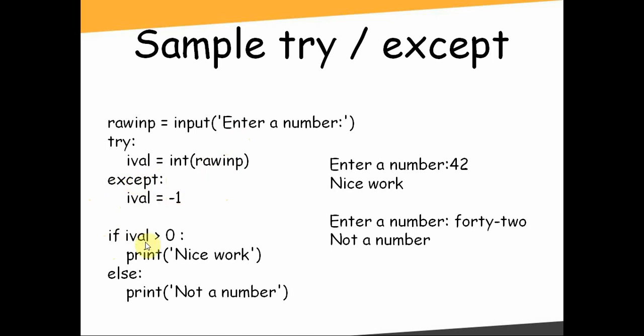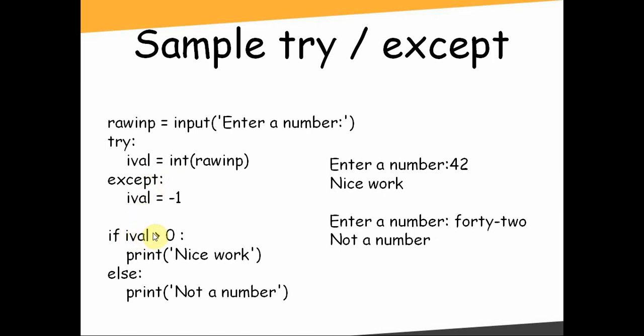Okay, if ival greater than 0, say for example I have entered the number 42. Then here we are able to convert that 42 into an integer successfully, because the user entered 42 as input. That is an integer value. We can convert using this statement. So if that particular input is converted to an integer, that means ival is 42 now. Here this except is skipped because this is successfully executed. So this except is skipped, and then we are coming here.